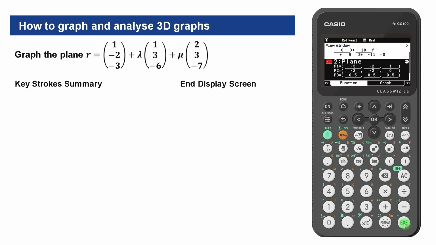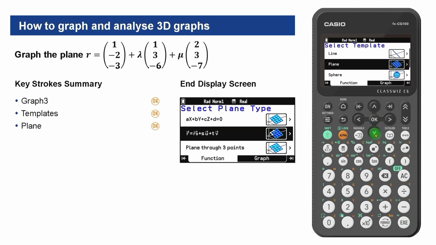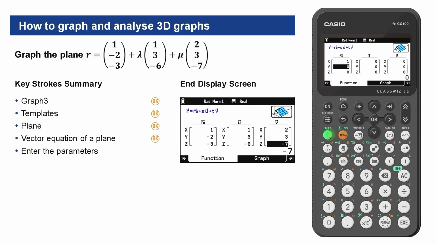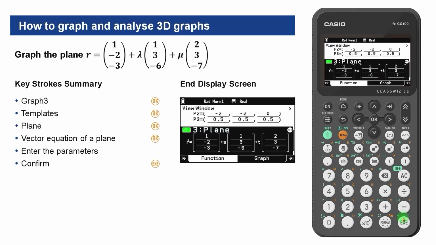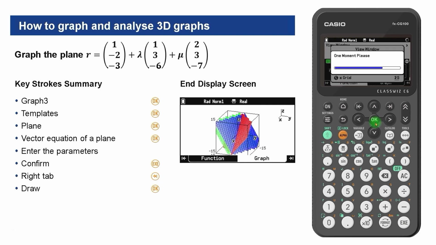The final form of a plane that can be entered is the vector equation. Select Graph 3, Templates and Plane as before. Then select the vector equation and enter the parameters, starting with the position vector and then the 2 direction vectors. Then confirm to store. Right tab and Draw to show the 3 planes.